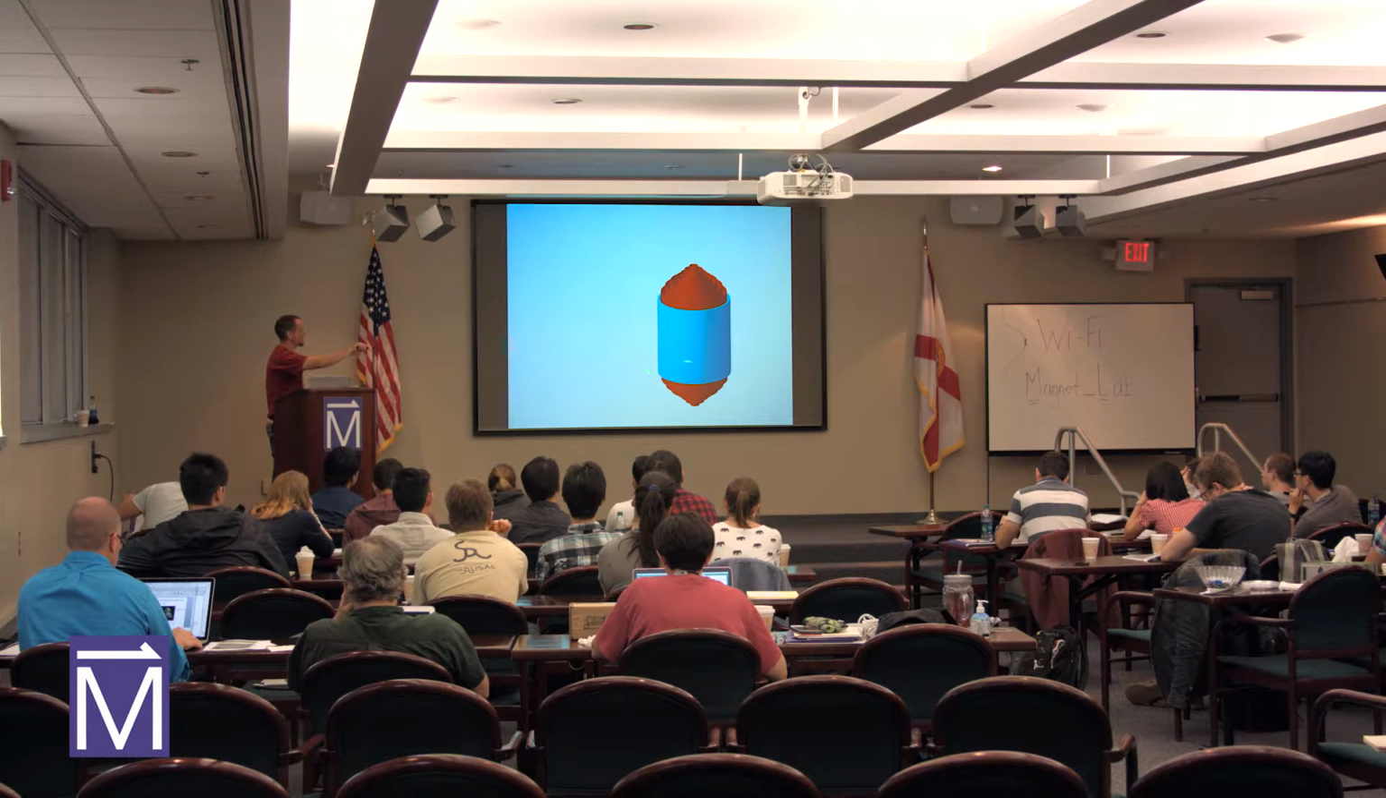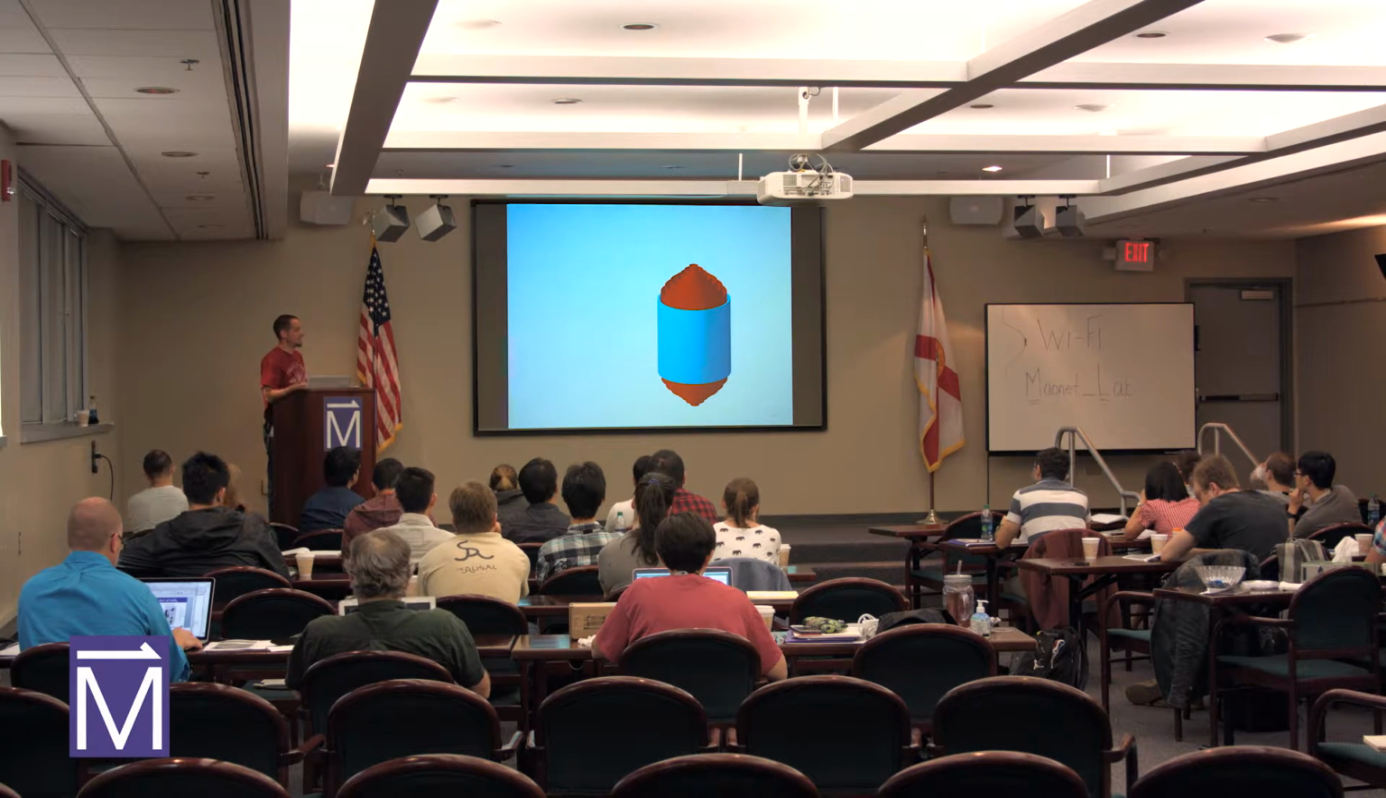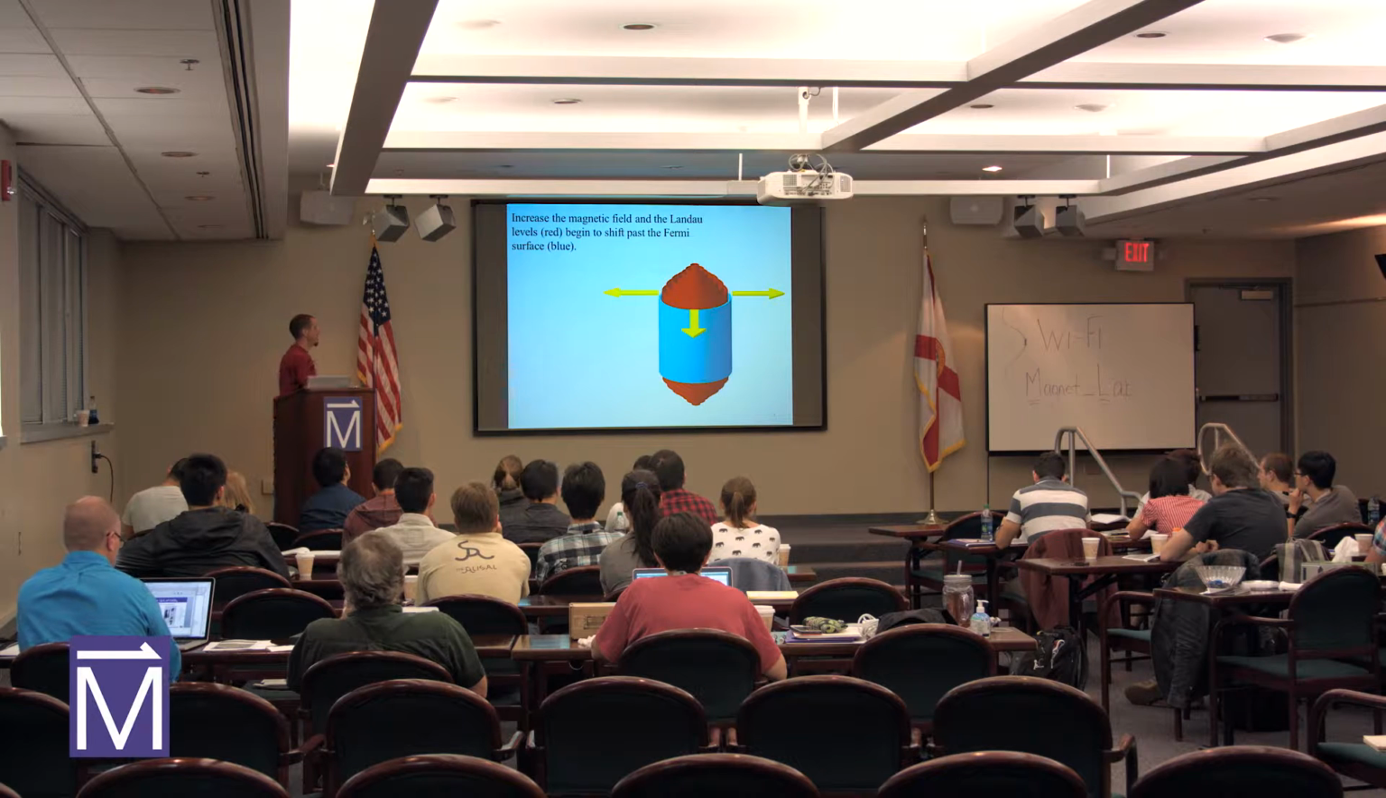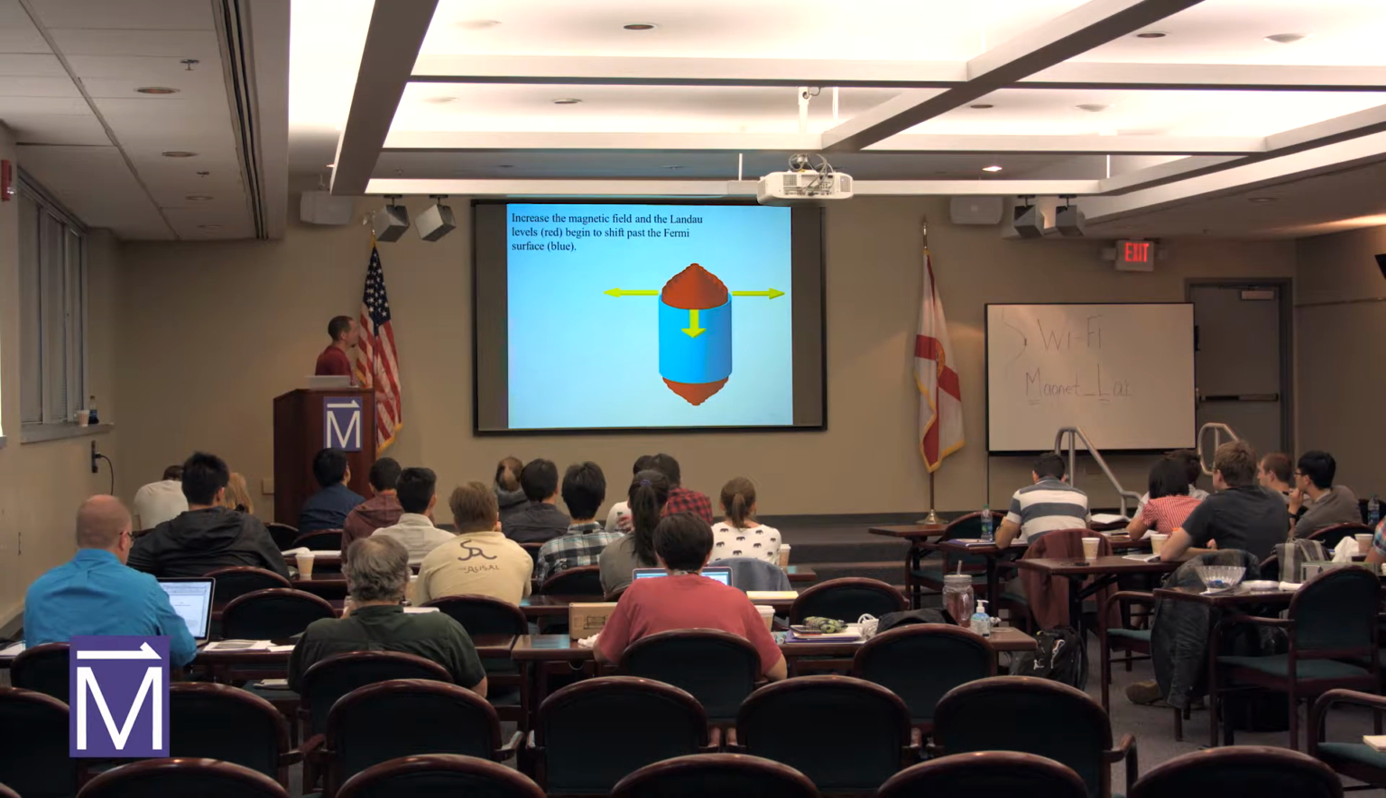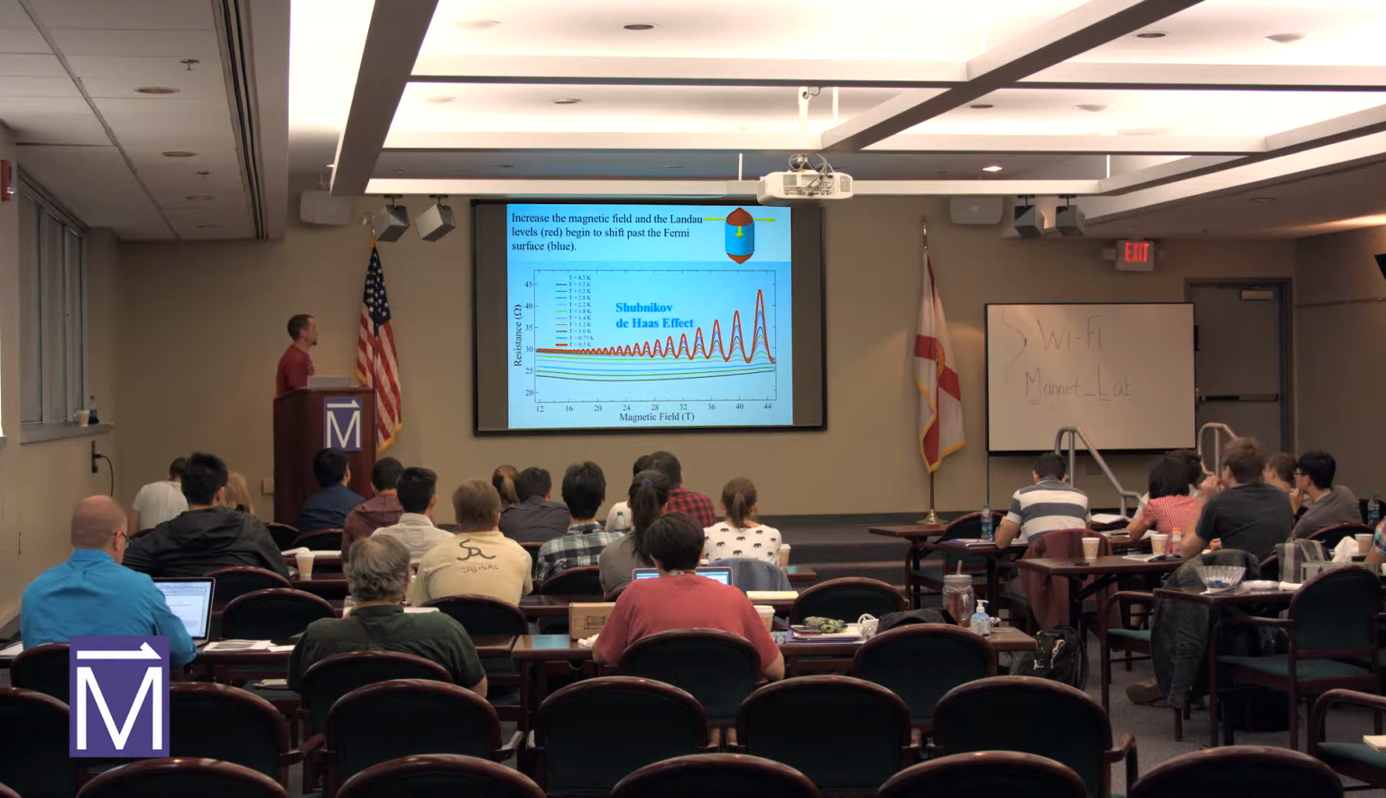Okay, here's our blue Fermi surface. It's cylindrical. And we've turned on a magnetic field, so these red cylinders represent the Landau tubes, these discrete energy levels that form beneath the Fermi surface. And when we sweep the magnetic field, these Landau tubes, these energy levels are going to move outward past the Fermi surface. And for some actual data, we see for resistance, it's called the Shubnikov-de Haas effect.